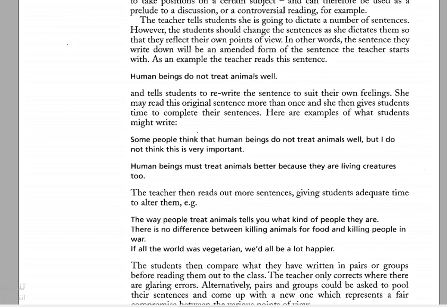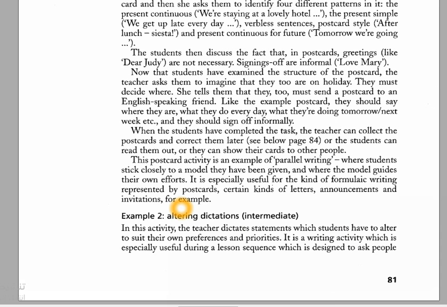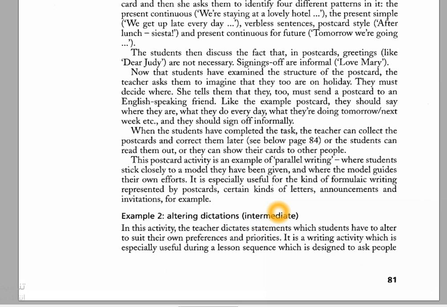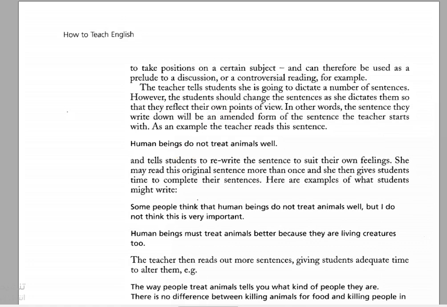That's the first example. The second example is altering dictations. So dictation: how to show some statements that thank people or dictate something. This is for intermediate level, meaning they are good students. "Human beings do not treat animals well. Some people think that human beings do not treat animals well, but I do not think this is very important. Human beings must treat animals better."